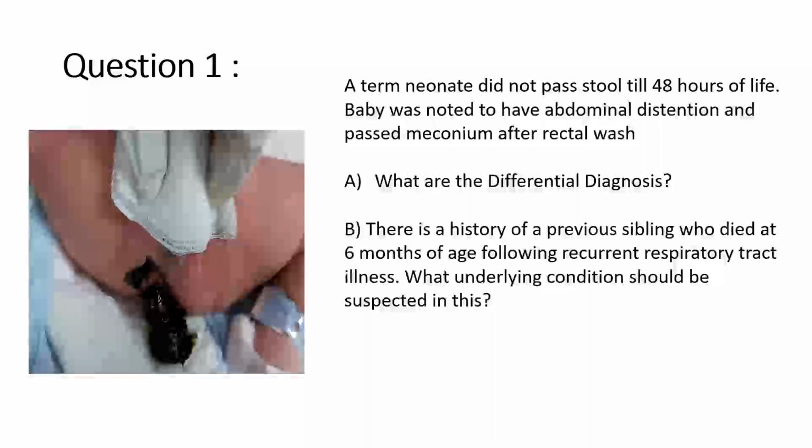So there is a history of previous sibling who died at 6 months of age following recurrent respiratory infection. So what underlying condition should be suspected in this? Now you got more history. This is a delayed passage of meconium. There was a previous sibling who died. So what should be the possibility here? Cystic fibrosis, yeah.